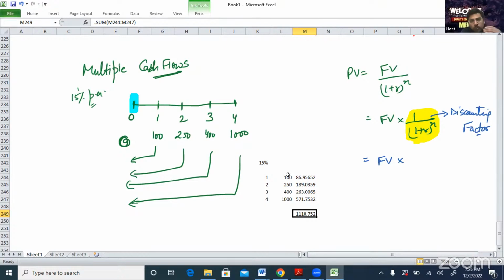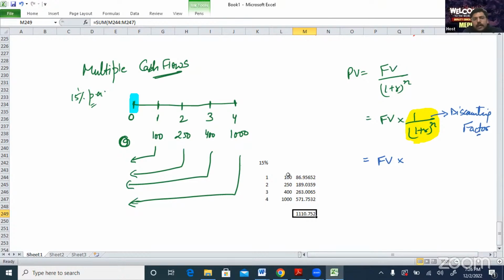Then again C02 is coming, so you have to put 250, enter, down arrow key. Then 400, enter, down arrow key. And then 1000, enter. Now I will press NPV. So I is what? I is 15. I will enter and then down arrow key. On the NPV, I have to choose compute and it is coming 1110.752.